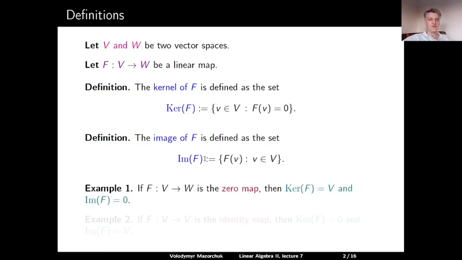For example, if F from V to W is the zero map, then all vectors of V are sent to 0, and therefore the kernel of the zero map is the whole original vector space V. And the image of this map is only the zero vector in W. Another example, if F is the identity map from V to itself, then the kernel of the identity map is 0, because only the zero vector is sent to the zero vector, and the image of the identity map is the whole vector space V, because every element v in V is the image of something, namely of the same v, under the identity map.